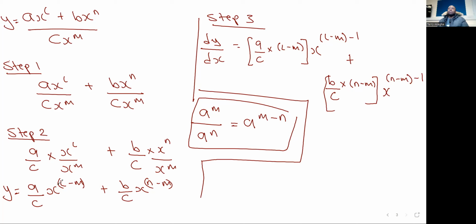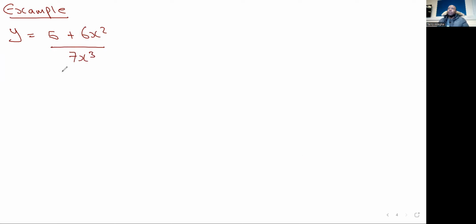Okay? So basically, you separate the fractions. And after separating the fractions, you apply the laws of indices. And when you apply the laws of indices, then you differentiate. All right, let's pick an example to make this clearer now. Let's say we have y is equal to 5 plus 6x squared divided by 7x cubed. Okay? And you were told to differentiate this.